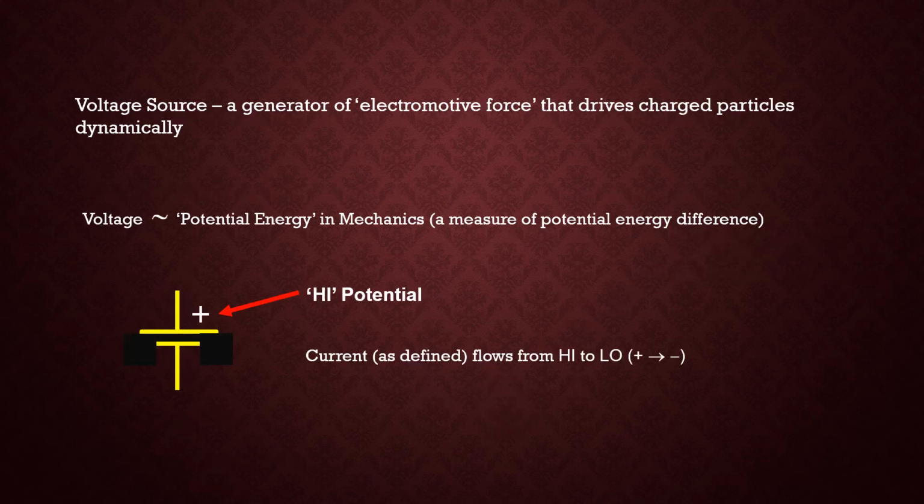A voltage source is something that generates electromotive force, namely creates a potential to push charged particles through a circuit. Voltage is equivalent to potential energy. And we have the symbology of the device itself, namely these parallel bars or uneven parallel bars with a positive sign indicating the region of the high potential. If you go to a book and don't see the little plus sign, then the bar that's largest corresponds to the high potential side.